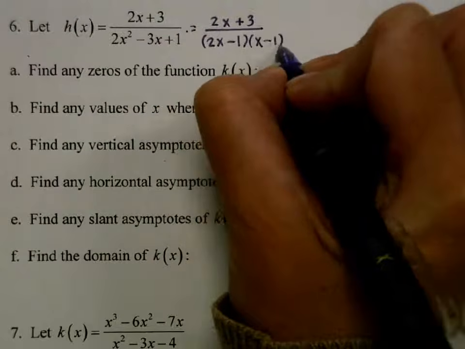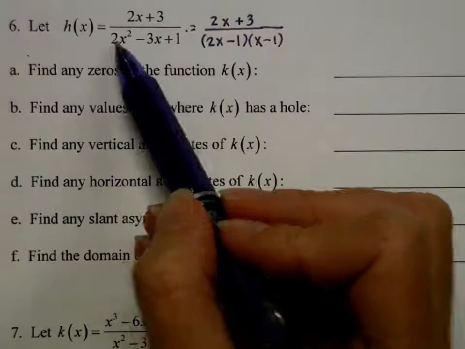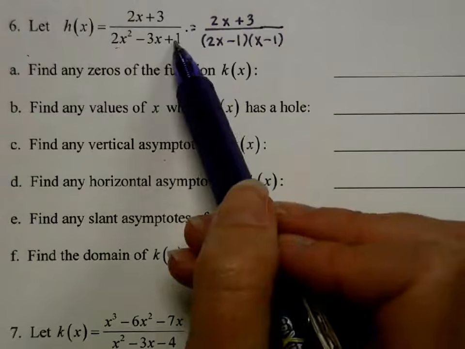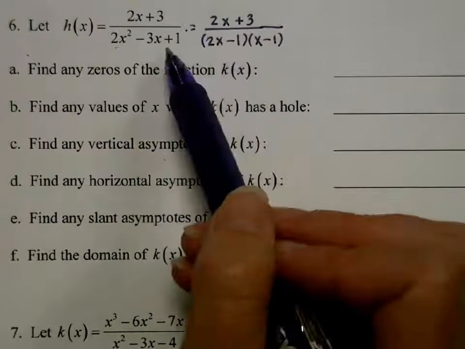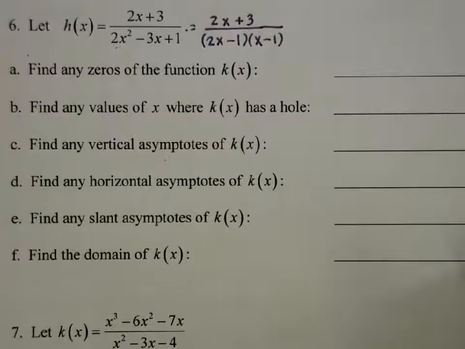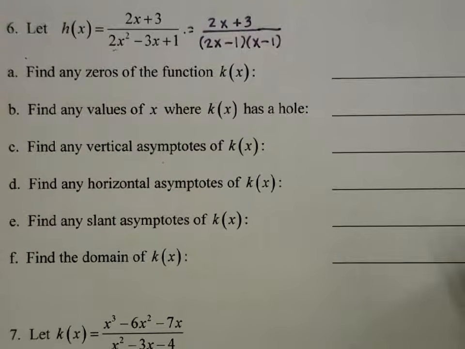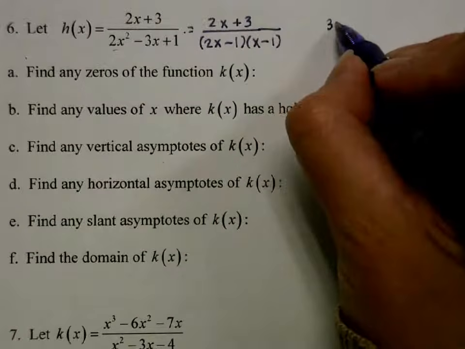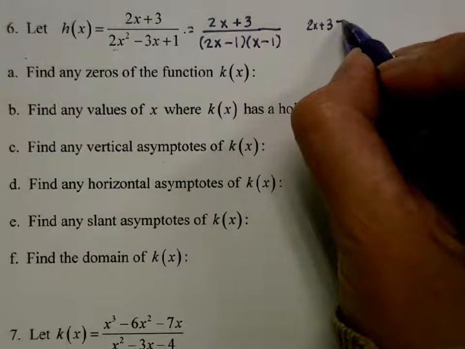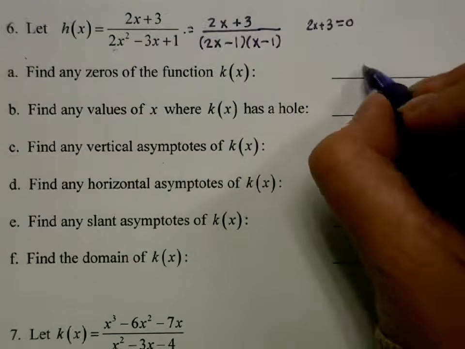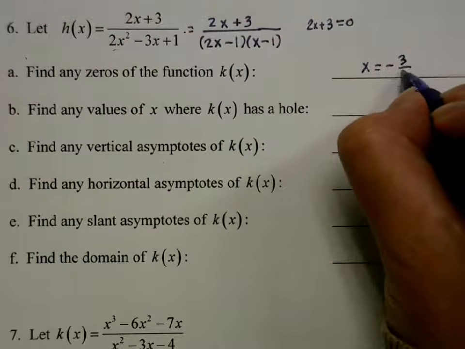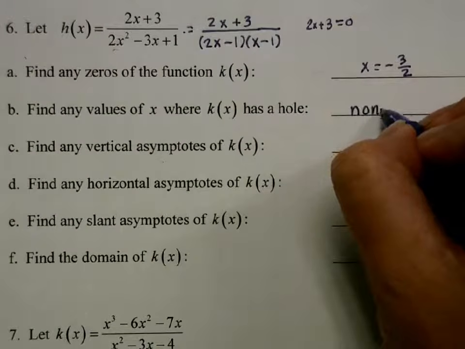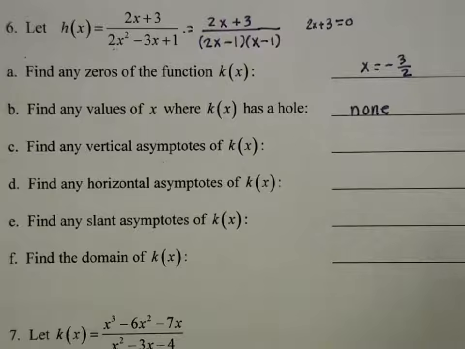Okay, so the only way I can get a 2x squared is with a 2x and an x. The only way I can get a +1 is with a +1 or -1. Anyway, we do not have any canceling. So the zeros are going to be what makes this numerator 0. If I set 2x plus 3 equal to 0, we'd subtract 3 and divide by 2. So x equals -3/2. There are no holes in this one because there are no common factors on the top and the bottom, which means I have two vertical asymptotes.